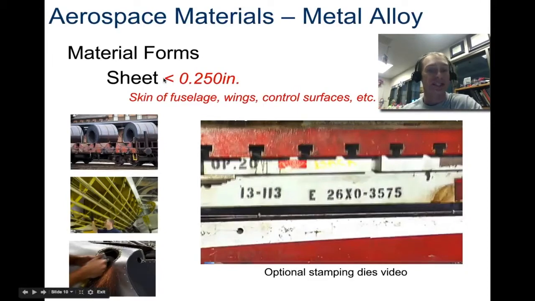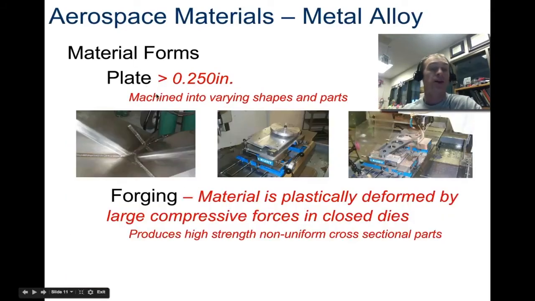You may have a sheet material, so something you might want to add. A sheet is less than 1/4 inch, and this is typically for the skin of the fuselage, wings, surfaces. So you have sheet metal usually in these rolls here. And you might also have plates, and plates are greater than 1/4 inch, and these are usually machined into various different parts. So you can see this one has been milled out, and that's like plate metal, usually a lot thicker.